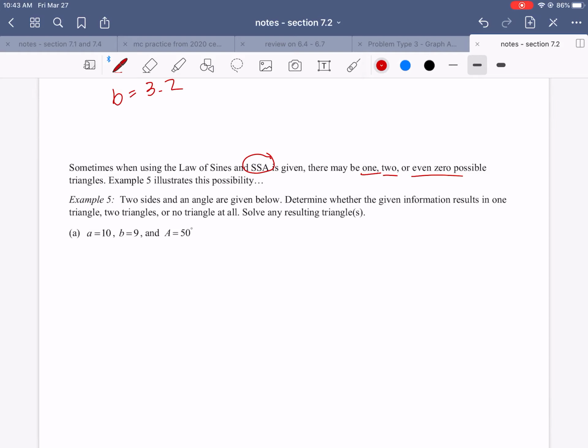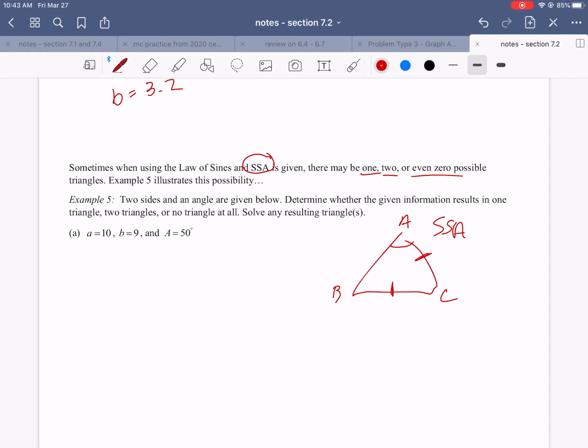And so example 5a, we have a is 10, b is 9, and capital A is 50. And so just notice here real quick that if I have A, B, and C, then what I'm given is side a, which is here, side b, which is here, and capital A, which is here. And so you can see that that is indeed side-side-angle, which means we are going to use the law of sines, and we're going to have to figure out how many triangles there actually are.